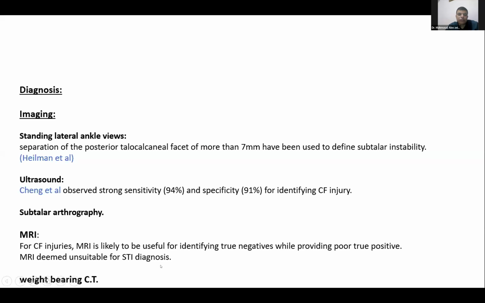The most emerging diagnostic tool is the weight-bearing CT. In this weight-bearing CT, you can see the subluxation in the posterior, middle, and anterior facets of the subtalar joint, and it determines the degree of displacement in the subtalar joint and the degree of weight-bearing instability with this type of CT modality.